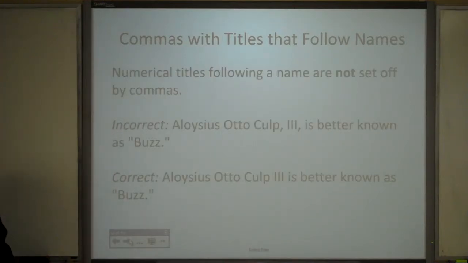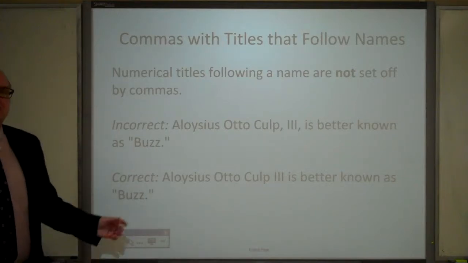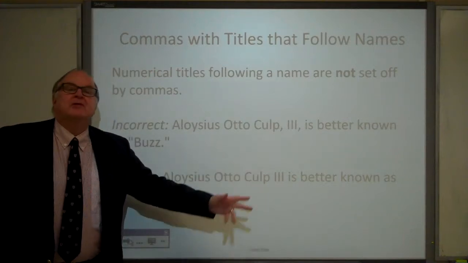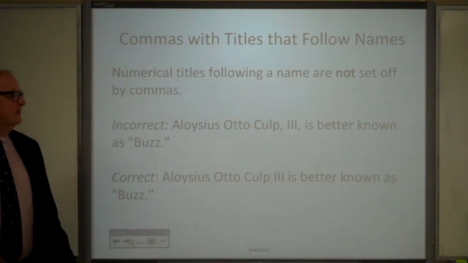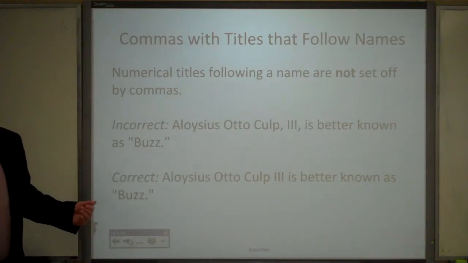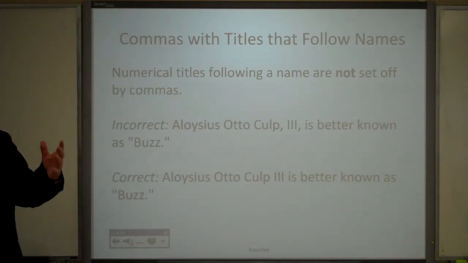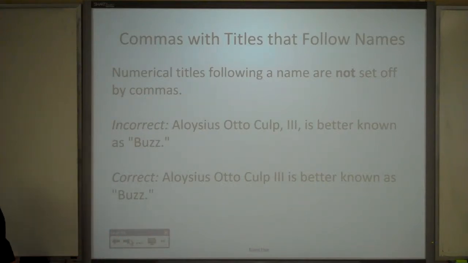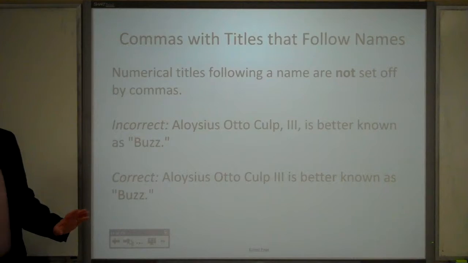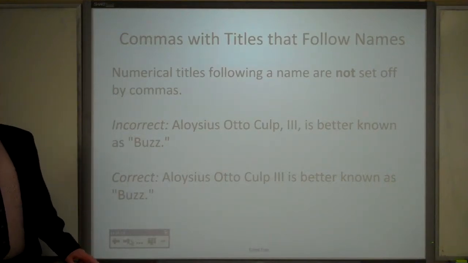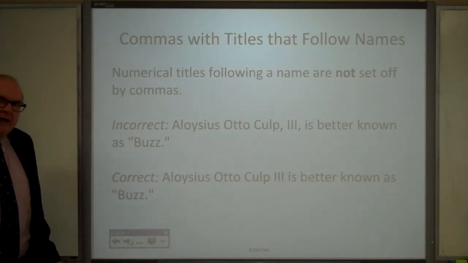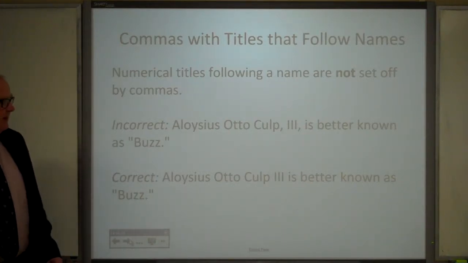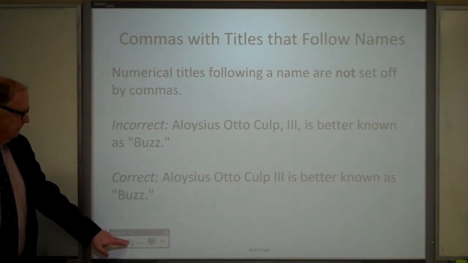Okay, numerical titles following a name are not set off by commas, again, because part of it is word, part of it is number. So, Aloysius Otto Culp III, you don't have to set off the third by commas. When you think about that, you see a lot of titles like that with kings, like Henry IV, and you understand they're not set off by commas. So if it's a number, you don't set it off by commas, but if it's a title that's words, like junior or different academic degrees, then they are set off by commas.